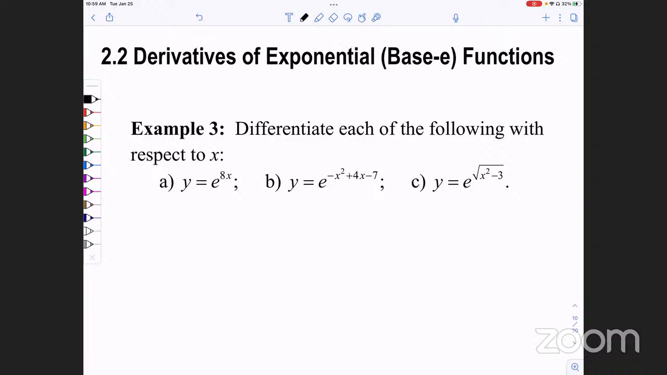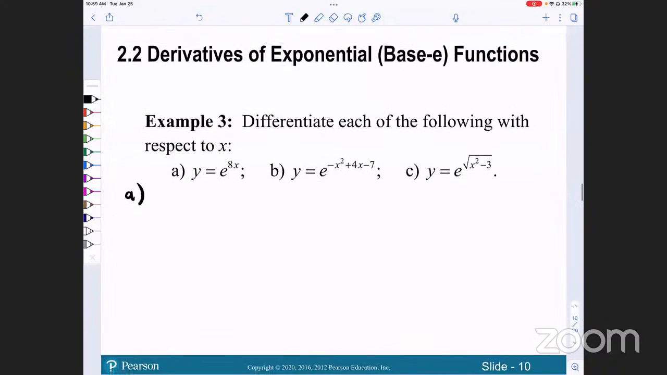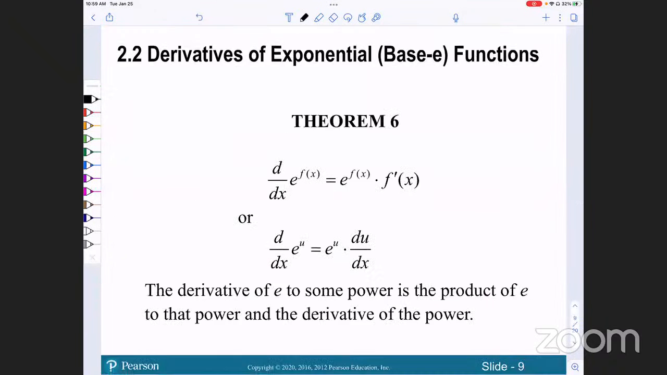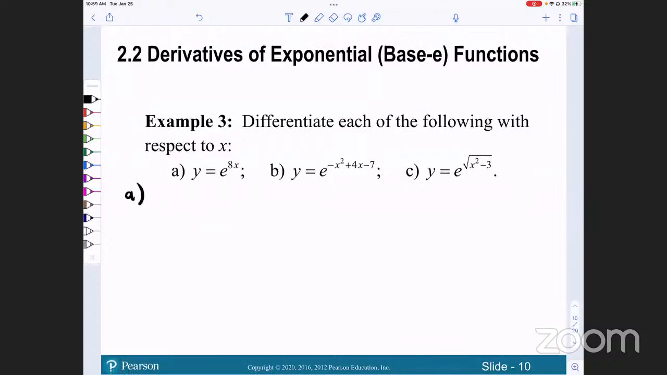Okay. So then for part A, it's a little bit better. This is fine. So for part A, if we're going to find dy by dx, the derivative of e is itself, e to the power of 8x times the derivative of the exponent. So the derivative of 8x is just going to be 8. So I'm actually going to write it. I'm just going to put the 8 in front.